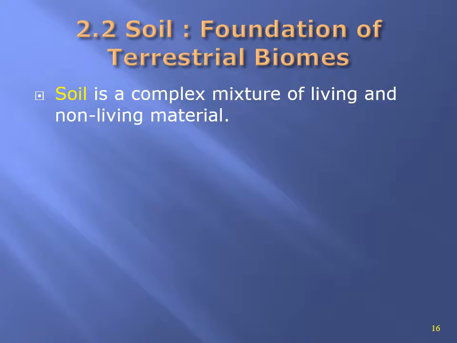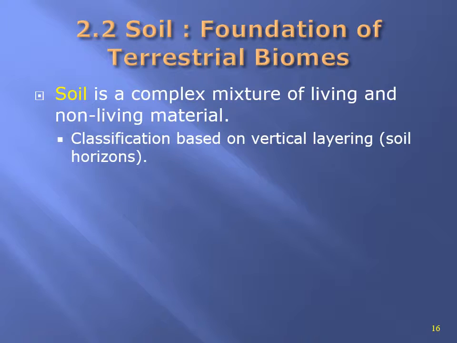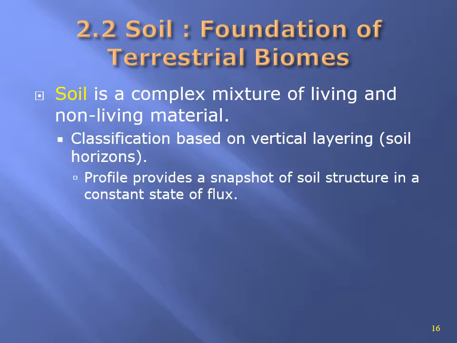Soil, the definition of soil, is a complex mixture of living and non-living material. So when you look at soil, you're looking at the rocks that have been ground up, along with ground up dead plant material, animal material, so anything that's in the ground that's living, non-living in that kind of upper layer of the earth. Soil is classified based on vertical layering, or what we call soil horizons, and the profile provides a snapshot of the soil structure, and it's constantly changing. So soil is always getting blown off, new soil being washed in, new plants and animals growing.